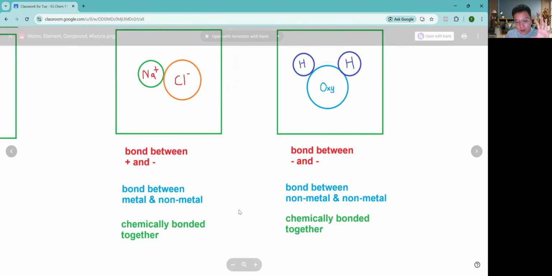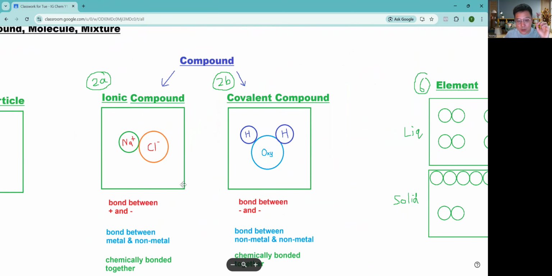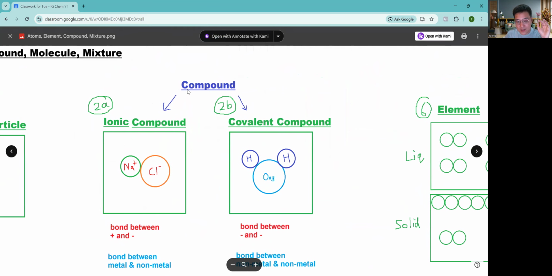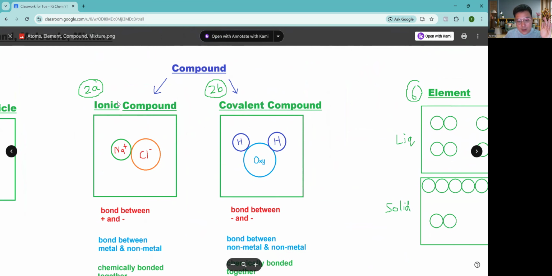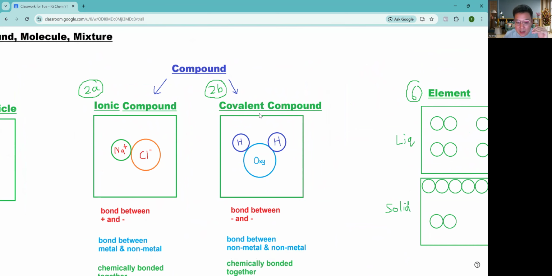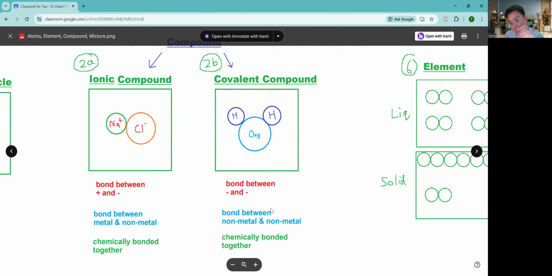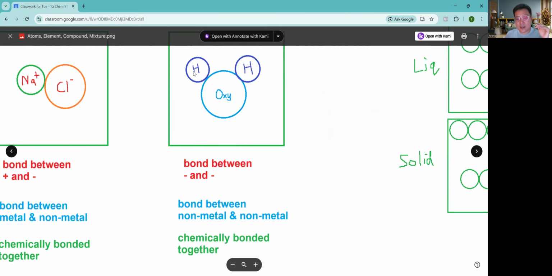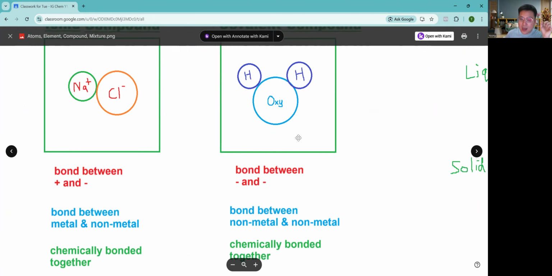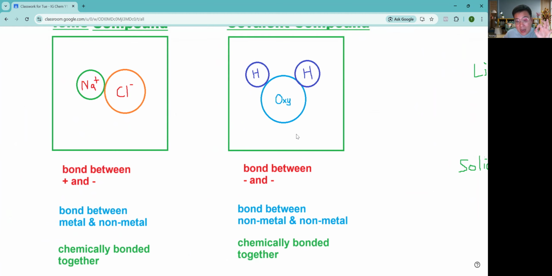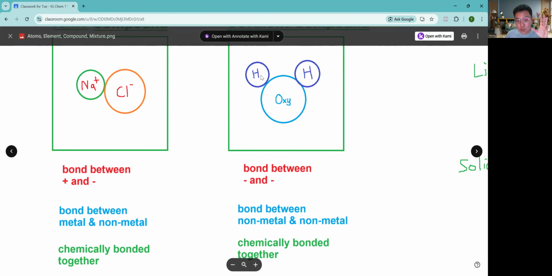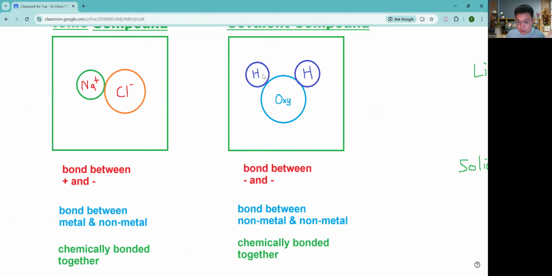And it's important, chemically bonded together. So it's important to know that compound, you can see here, no matter ionic or covalent, both are chemically bonded together. All right. And the second one, covalent compound, is between negative, negative, and negative. Okay. At this point, students must be clear how to find out which one is a positive and which one is a negative. You all need to learn how to look at the periodic table and find that out.